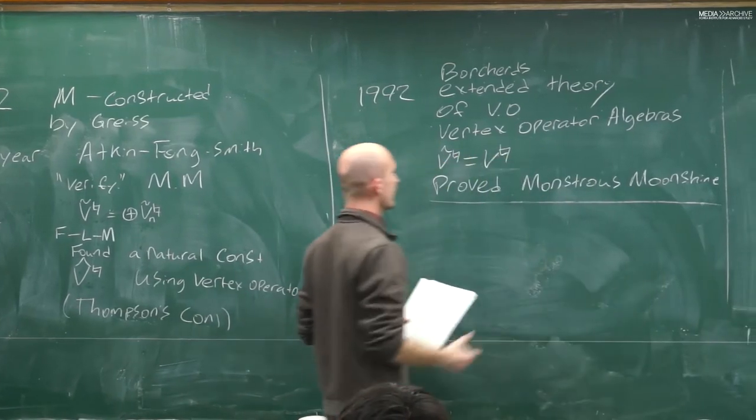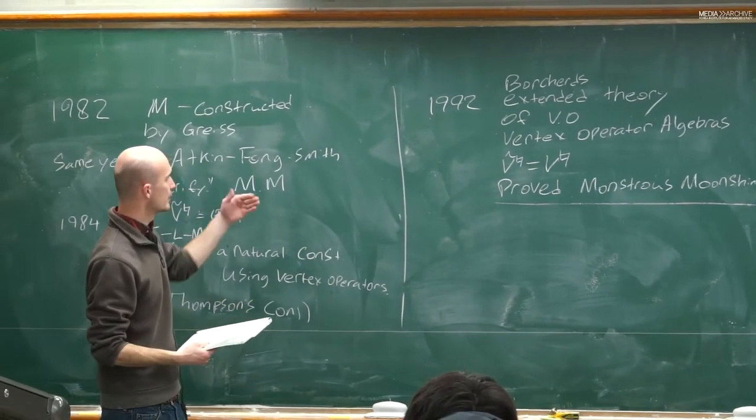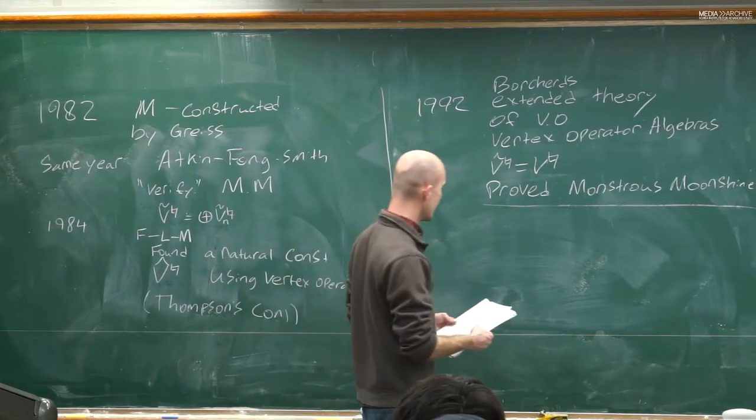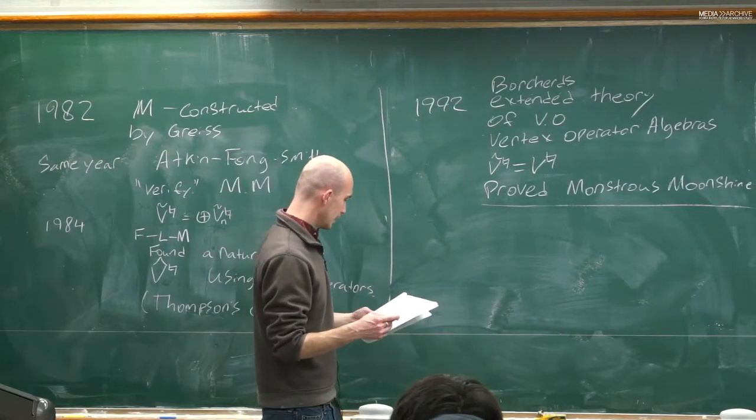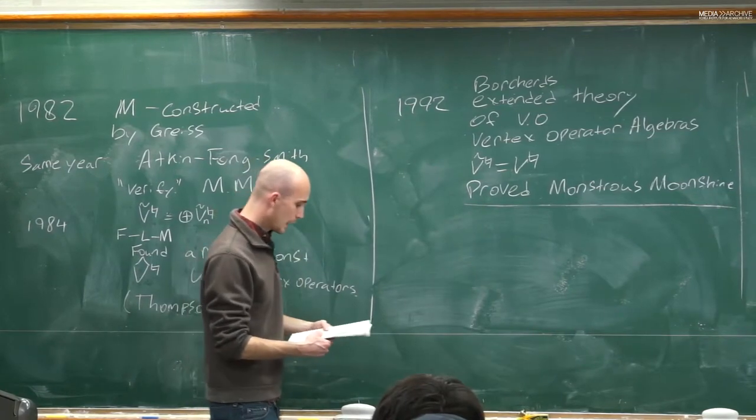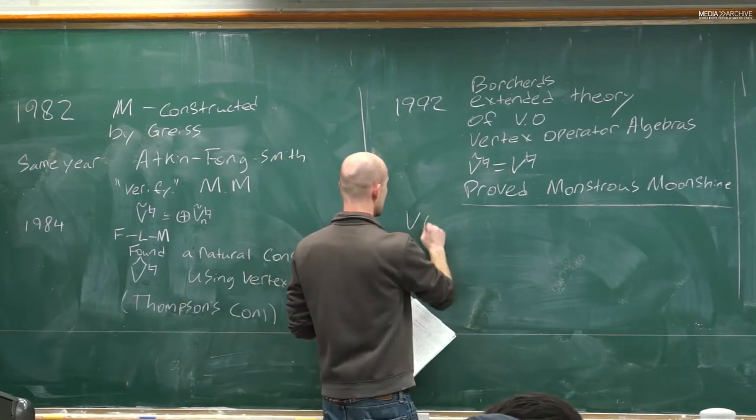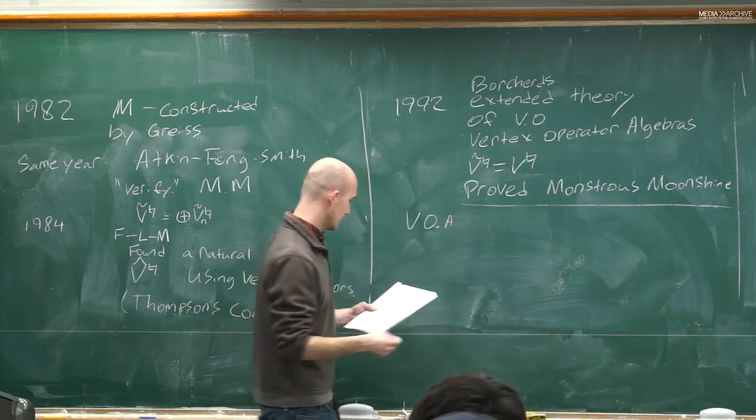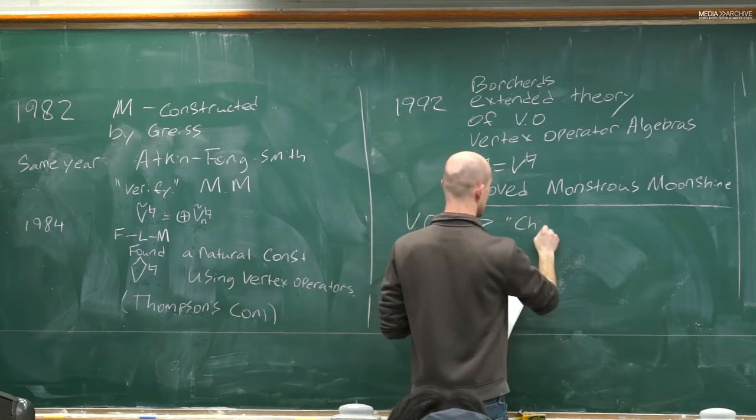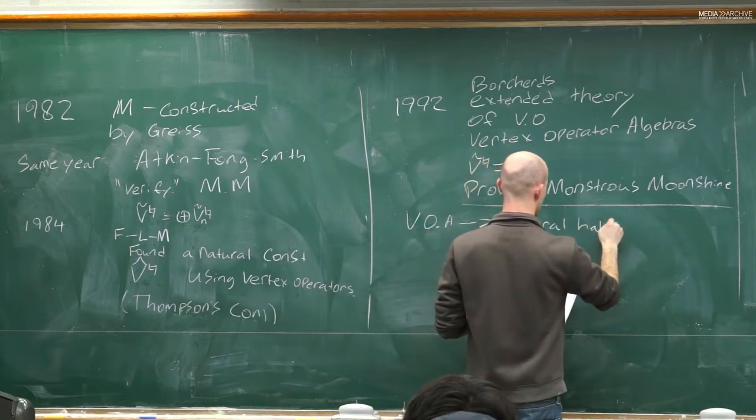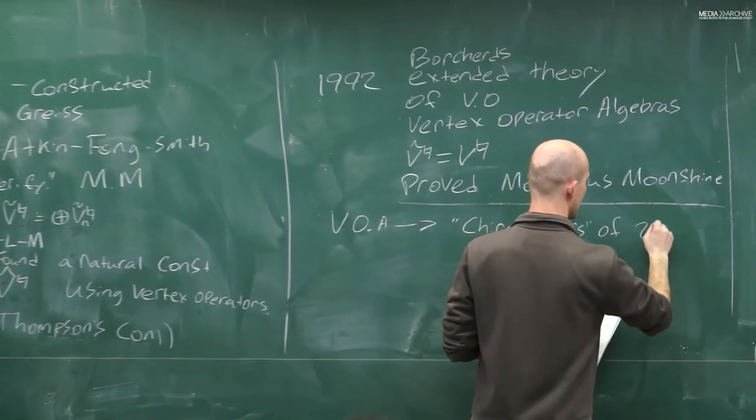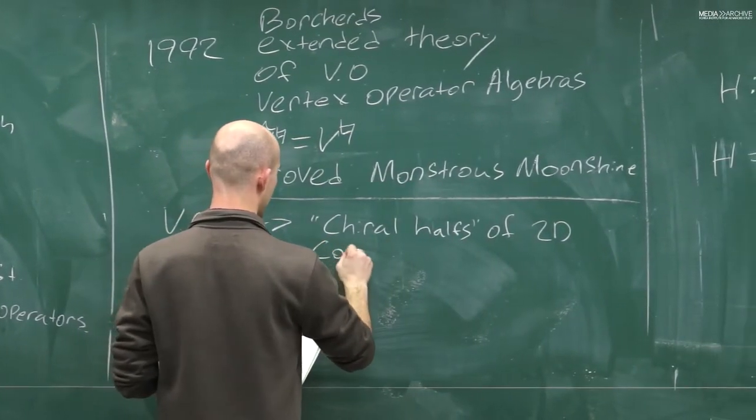So Moonshine, again, there have been lots of developments with this, even since 1992, even since the proof. There's been a lot of work trying to understand Moonshine. The theory of vertex operator algebras that Borcherds came up with has been connected in physics to what are called chiral halves of two-dimensional conformal field theories.